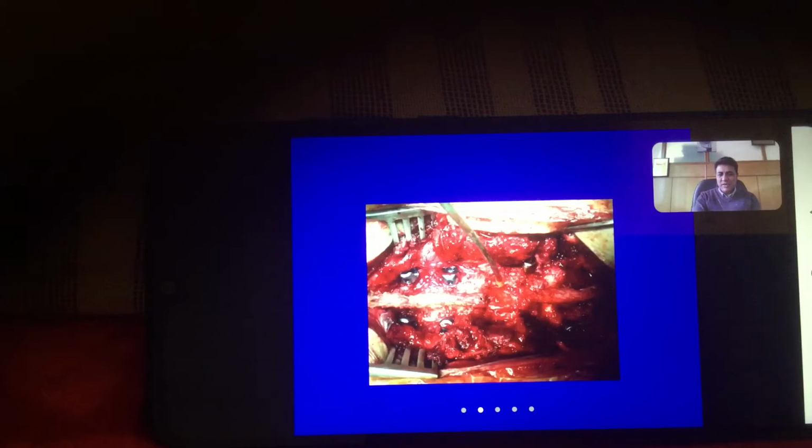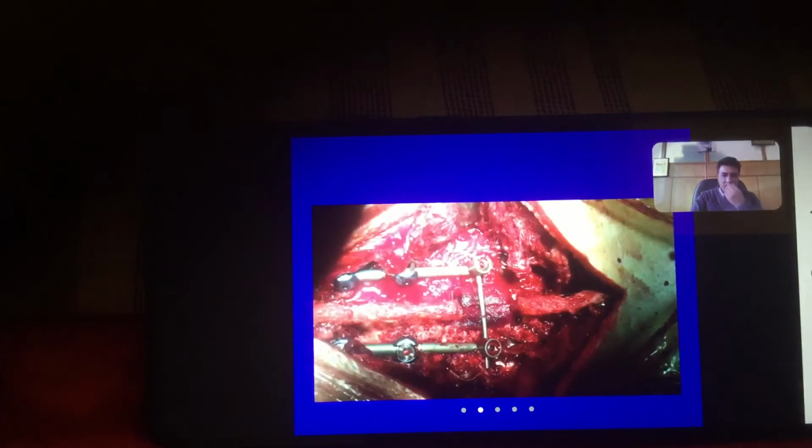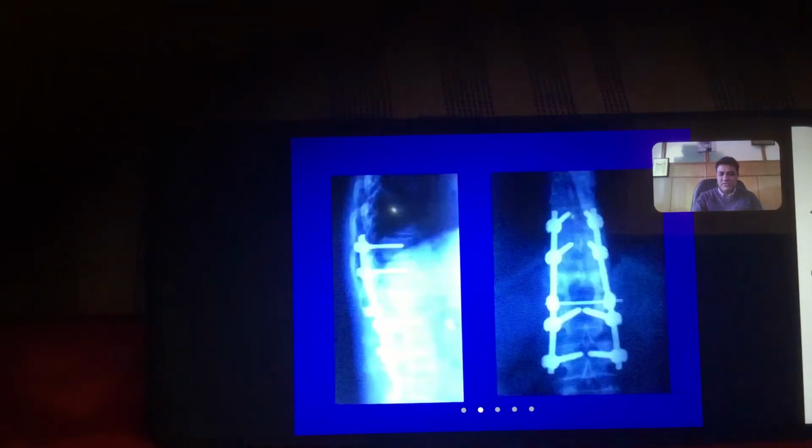This posterior part, the spinous process was removed. Lamina was removed, and we gave a little more space for the cord to expand. And this is it after the surgery. Cord expands. These are the rod and screws that are kept.